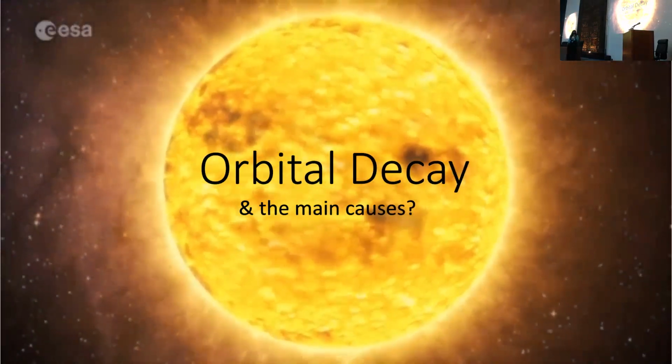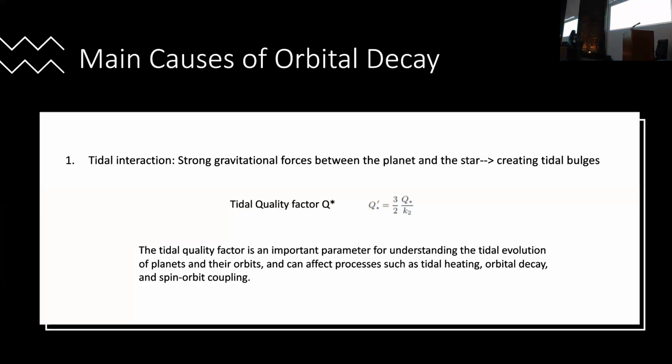What causes an orbital decay? The first reason could be tidal interaction. The strong gravitational interaction between the star and the planet causes a tidal bulge. When the planet orbits a star, this creates a tidal bulge, and this tidal bulge eventually shrinks the orbit of the exoplanet. This increases the orbital velocity of the exoplanet, thereby decreasing its orbital period.